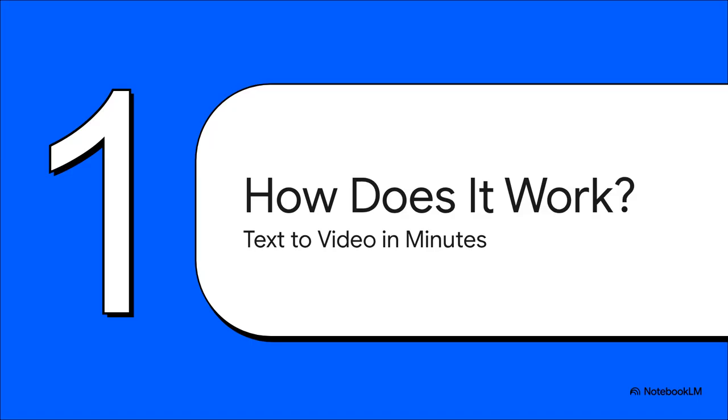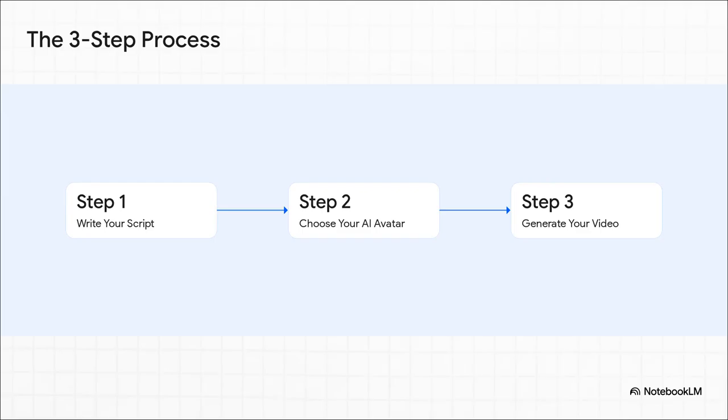So how does this magic actually happen? You might think there's some super complicated process going on, but from the user's side, it's designed to be shockingly simple. We're talking about going from a simple idea to a finished video in just a few minutes. It really just boils down to these 3 simple steps. First, you just write out your script or copy and paste it in. Second, you get to pick an AI avatar from their library, or you can even make a custom one. And third, you just click Generate. That's it. The AI handles the rest.